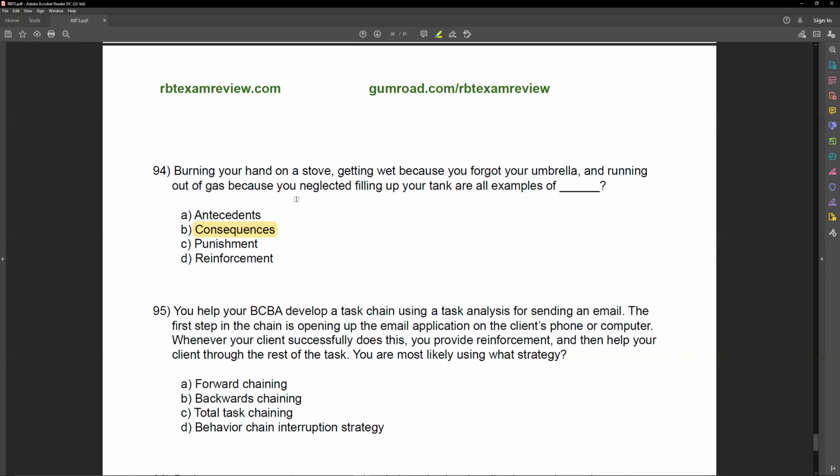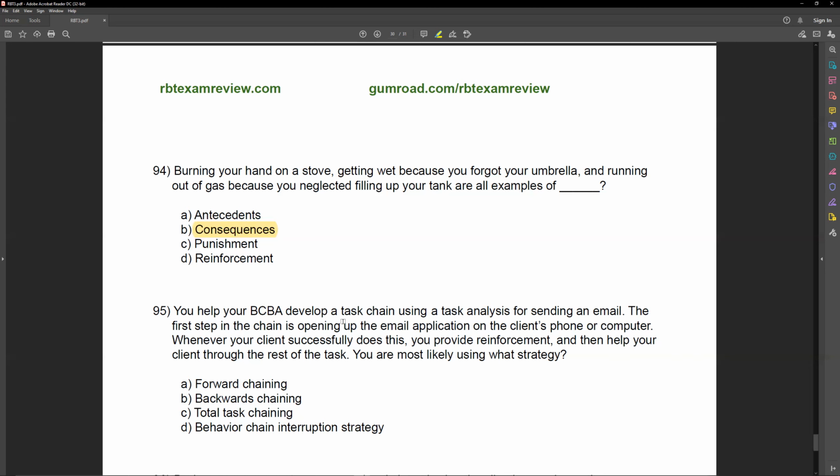Burning your hand was a result of putting it on a hot stove. Getting wet was a result of forgetting your umbrella. Running out of gas was a result of neglecting to fill up the tank. These are consequences, but they're not necessarily punishments or reinforcements, okay? Important distinction, okay? Make sure you understand that concept.